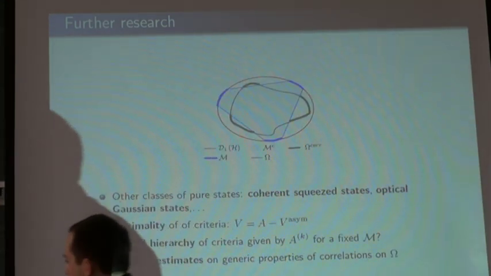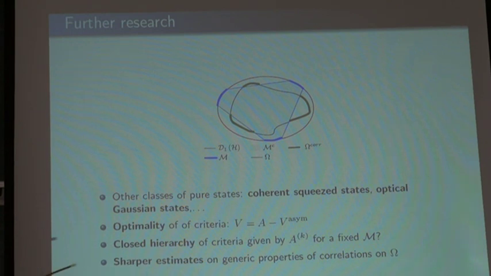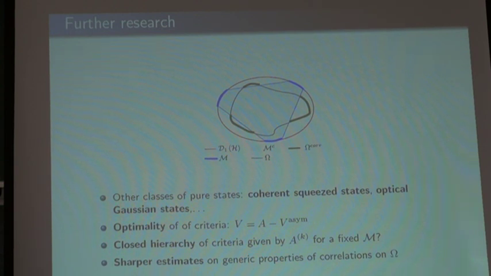So what are the plans for further research? I'd like to study also coherent free states, optical Gaussian states. This amounts to studying different groups, which are maybe more interesting from a mathematical point of view, because they are non-compact. There are some functional analytical details there that have to be understood. Also, there is an important issue, and we already have some results in that direction. Instead of subtracting the projector onto the antisymmetric power of two copies of my space, I can subtract some other thing, maybe some smaller, in some sense, term, which can give me better estimates.